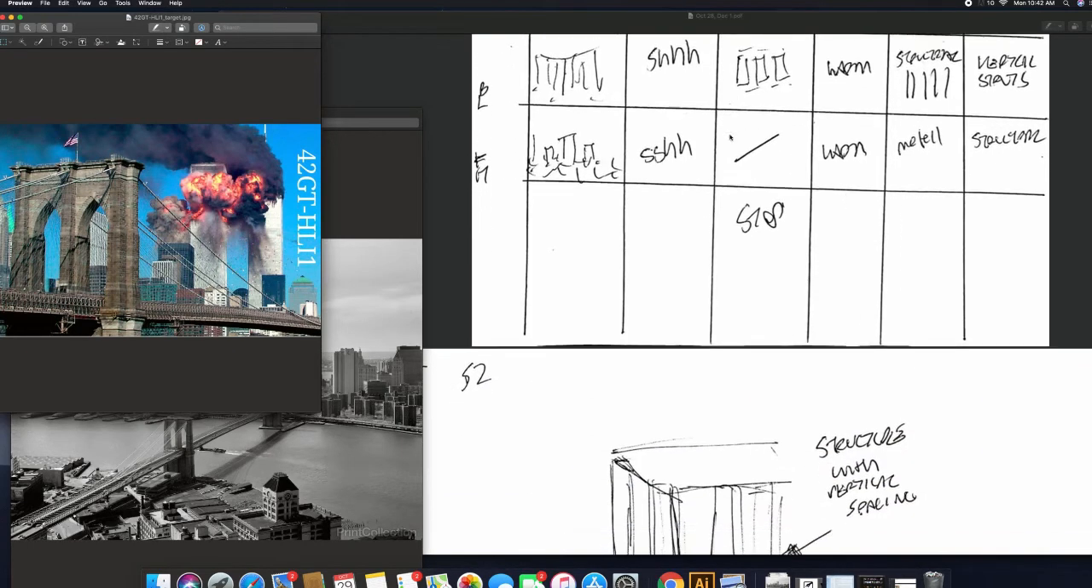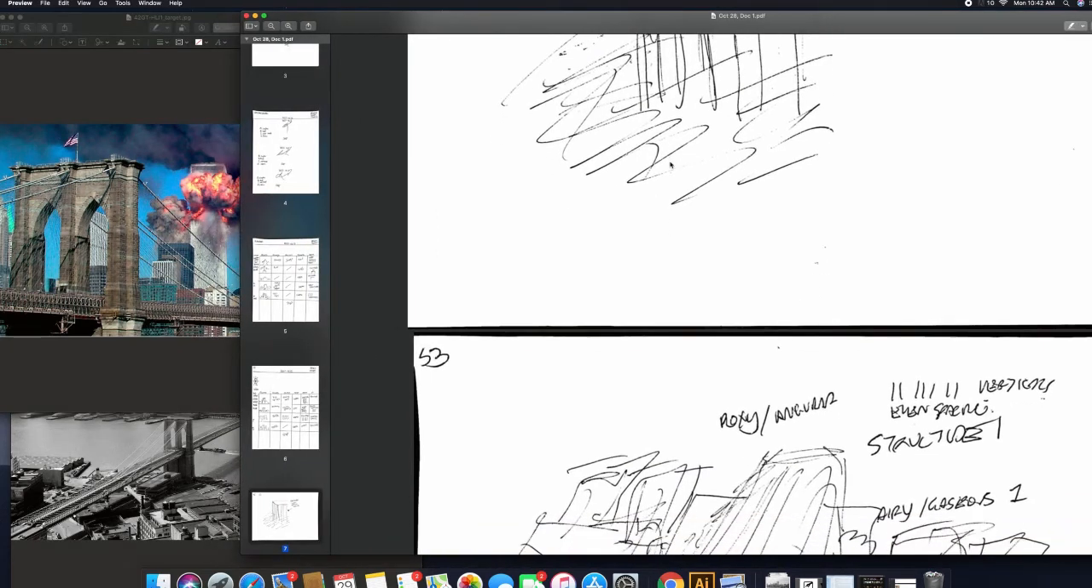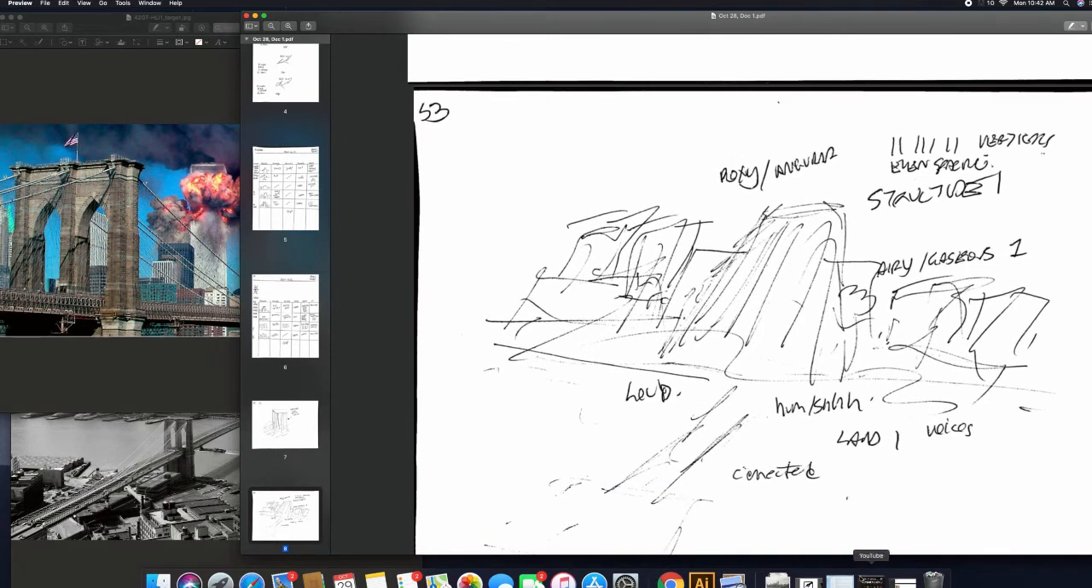So the S3, the site sketch, which is like the S3 in CRV, I'll pull it up here for a second.